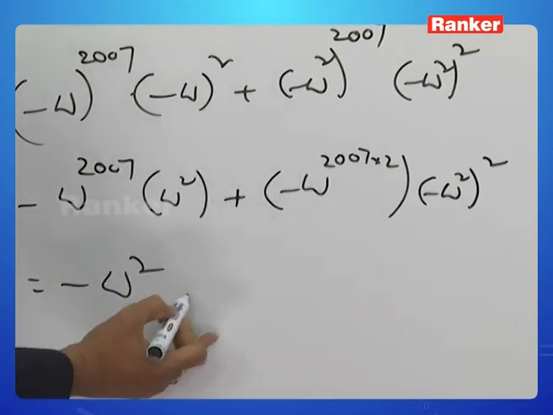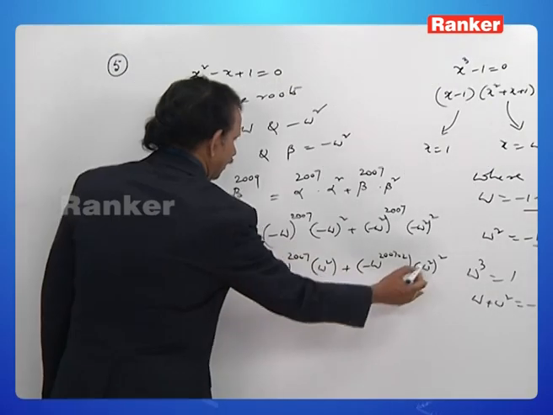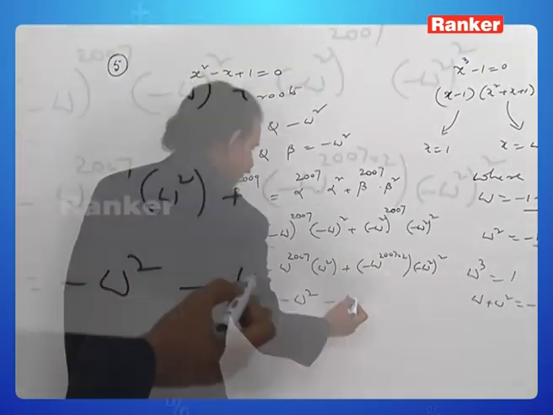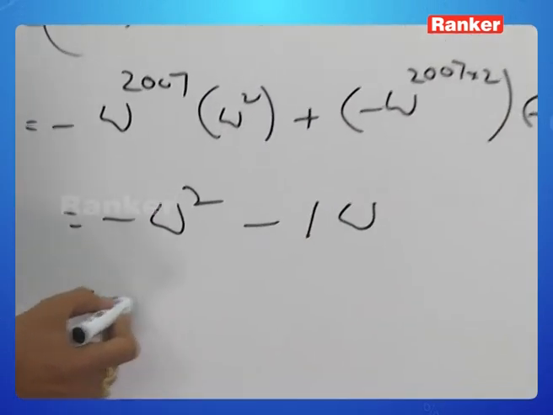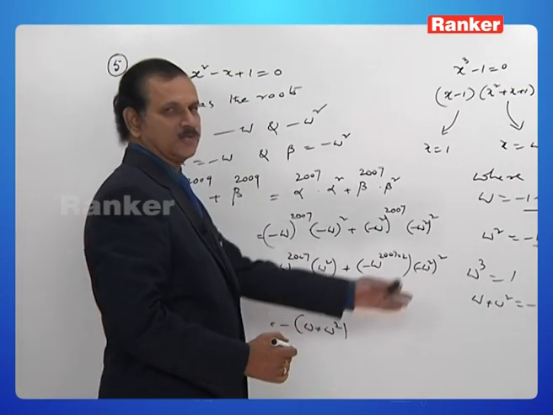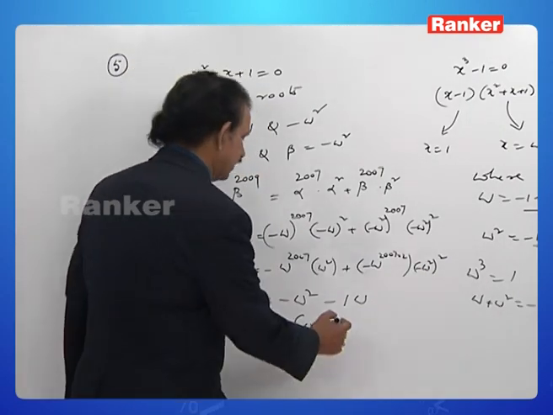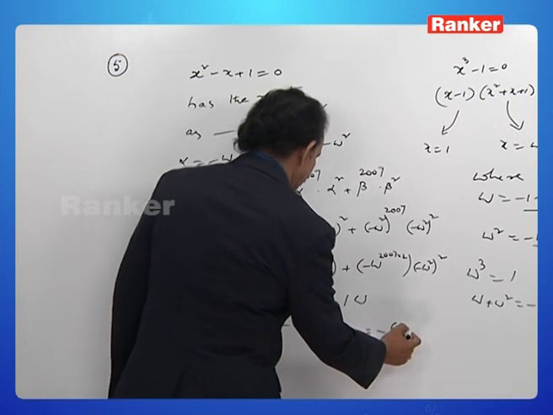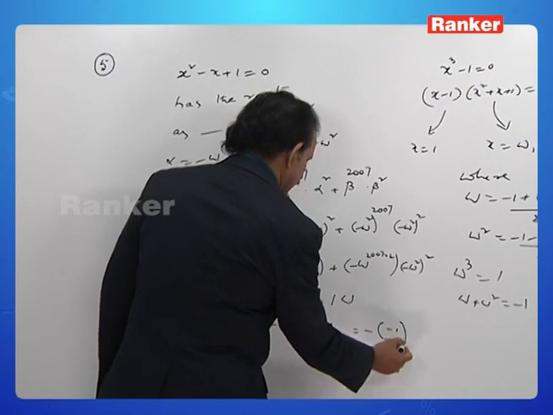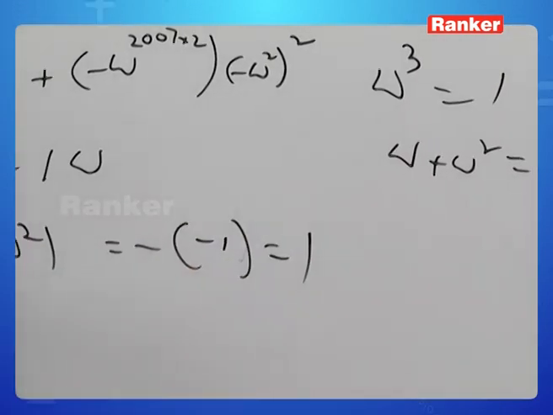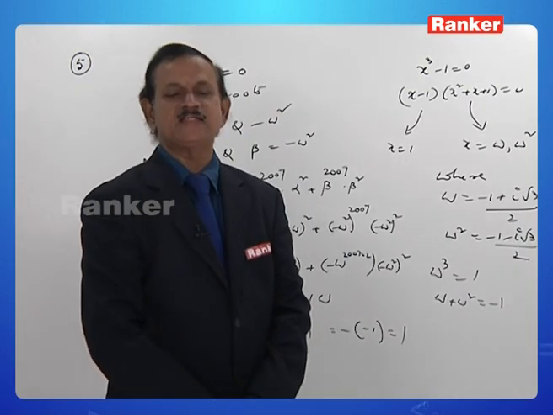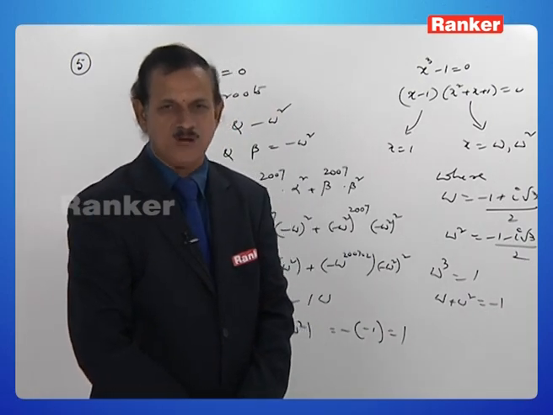This is 1 minus 1 into minus omega square whole square is omega power 4. Omega power 4 is nothing but omega. It is nothing but minus of omega plus omega square. But from our knowledge, what is omega plus omega square? It is minus 1. Hence the answer is minus of omega plus omega square, it is minus of minus 1. It is nothing but 1. And among the given options, the first option, that is option A, is correct. Therefore, the answer is 1.